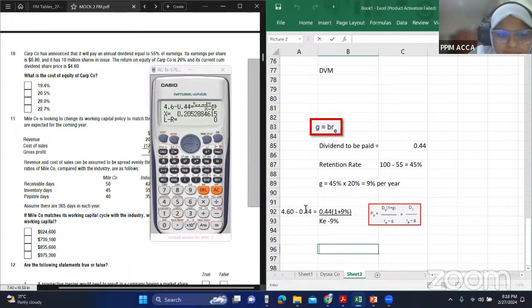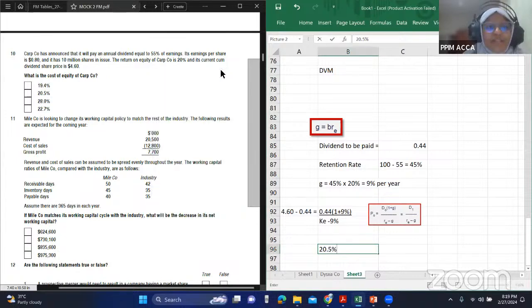20.5%. So let's see if the answer is there. B. Okay? B. So when you see a cost of equity, if they're asking you to calculate cost of equity, first decide, is it DVM, is it CAPM? If it's CAPM, it will be very clear because the risk-free rate will be given. If it is DVM, the next thing you have to decide is, are we calculating growth using the extrapolating method or the Gordon's growth method?